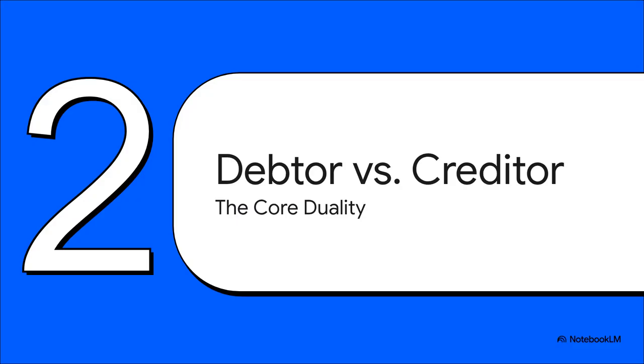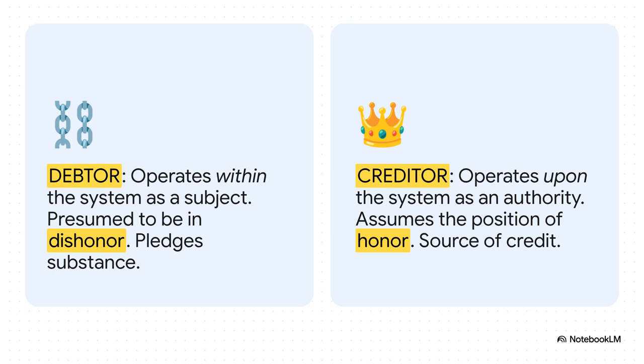So, if the entire system is commercial, what are the roles people play within it? Well, according to this theory, it all boils down to a very simple duality. You are either a debtor or you are a creditor. And this slide really breaks down those two opposing roles. On one side, you've got the debtor, who's seen as being subject to the system. They're presumed to be in the wrong, and they use currency that's basically just an IOU. On the other side, you have the creditor. This position has authority, operating on the system and providing the actual credit that makes the whole thing run. The key takeaway here is that to navigate this system, you have to shift your status from debtor to creditor.